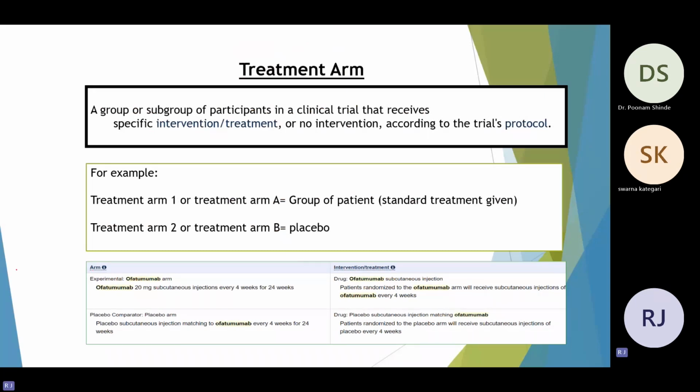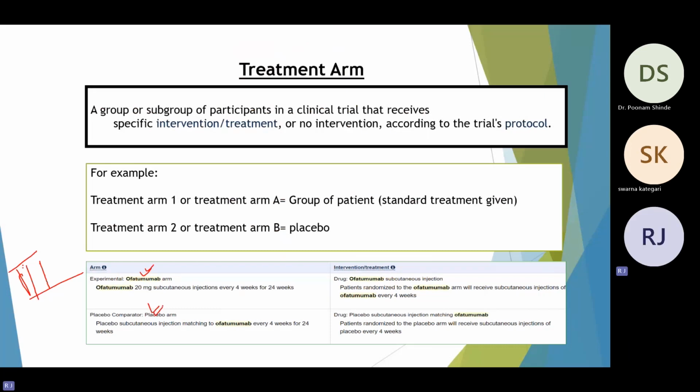Let's say I'm conducting a phase 3 trial. Okay, let's see, this is a phase 2, not phase 3. Let's keep it more simple. It's a phase 2. I'm comparing my drug with respect to the placebo. This is my drug, and this is a placebo.